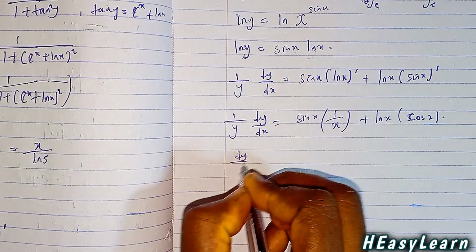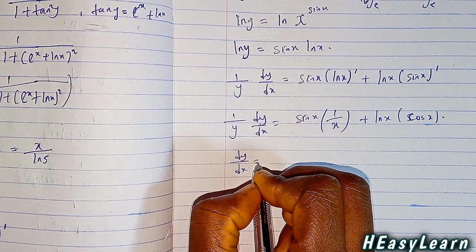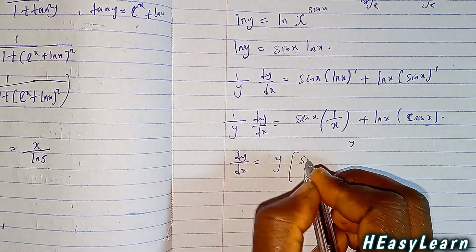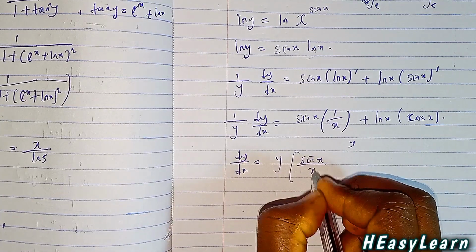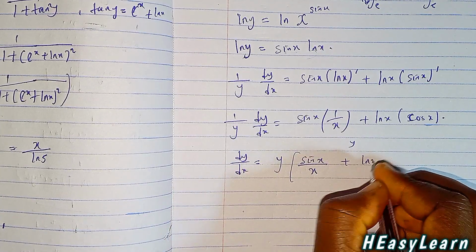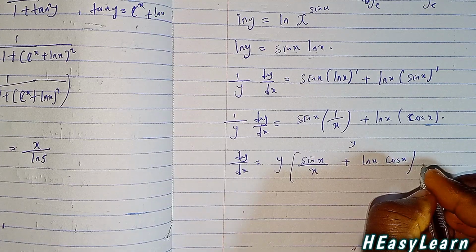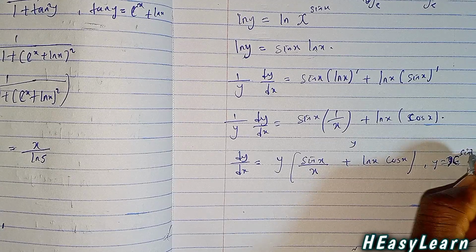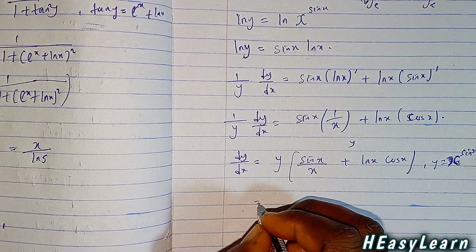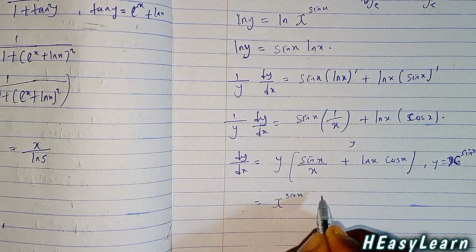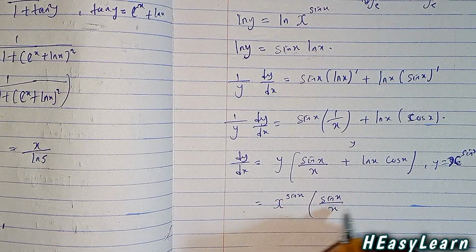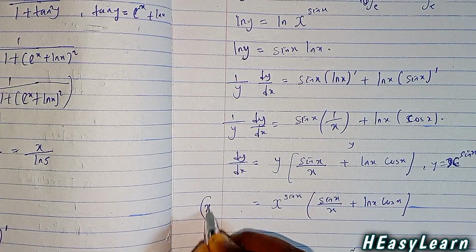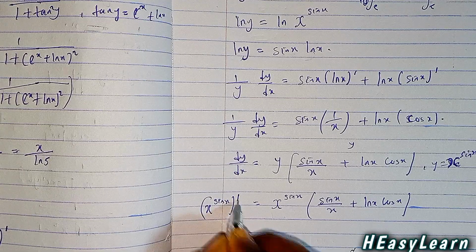So make dy dx the subject of this equation. Multiply through by y. So dy dx equals y times sine x multiplied by 1 over x, plus ln x cos x. What is y from above? y is equal to x to the power of sine x. So this is the same thing as x to the power of sine x multiplied by sine x divided by x plus ln x cos x. So this is the derivative of x to the power of sine x.